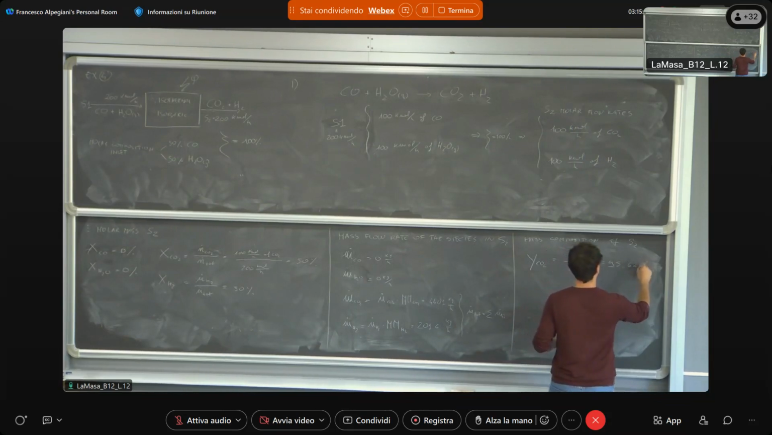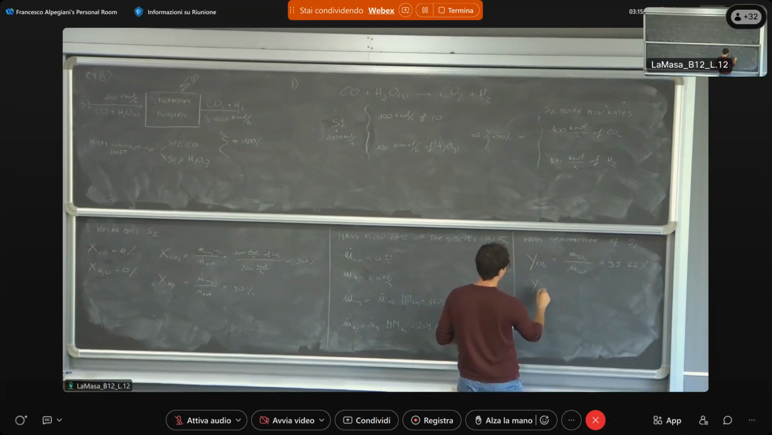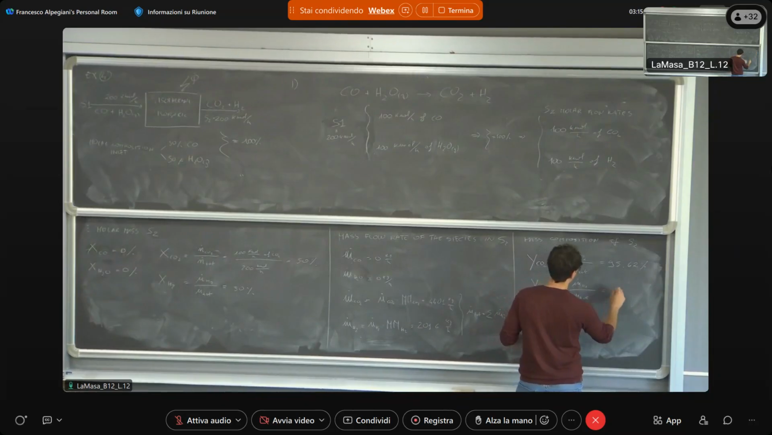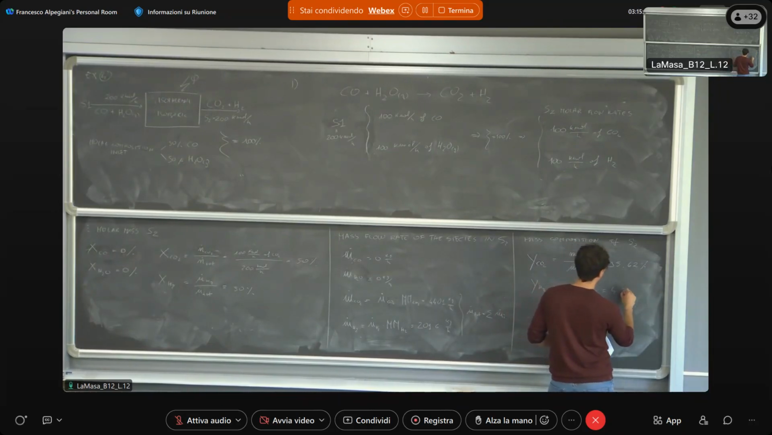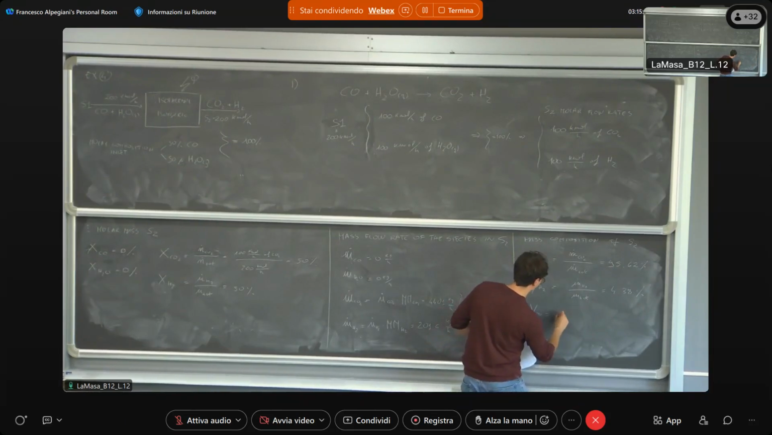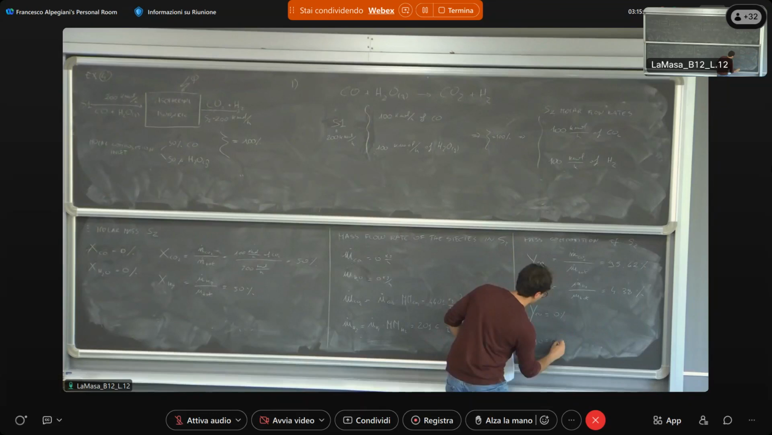So in this case, you obtain 95.62%, and the mass fraction of H2 will be equal to m dot H2 divided by m dot. And so it comes out equal to 4.38%. Obviously, for the CO and for the water, the mass fraction will be equal to 0%. Okay.